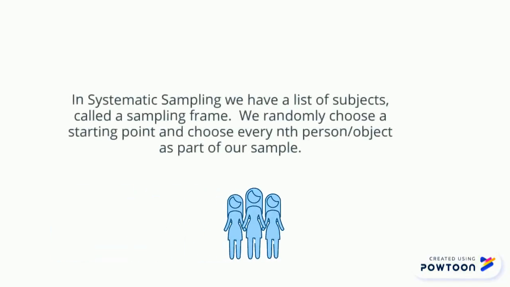In a systematic sampling, we have a list of our subjects, which we call a sampling frame. We randomly choose our starting point, and then we choose every nth person as part of our sample.